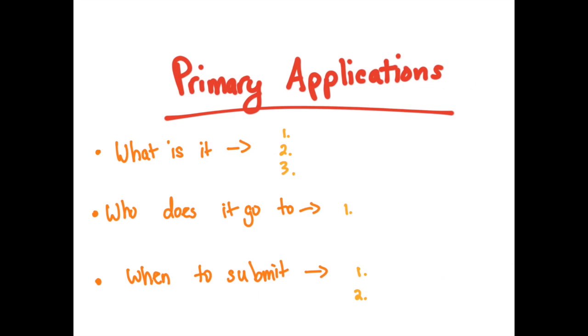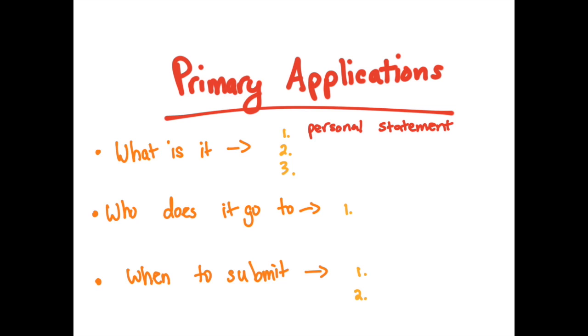So the first thing we'll be talking about is primary applications. So there's a few different parts of the primary app. So what is it? The first thing is your personal statement. So this is included in the primary app. And this is just an essay about basically why you want to go into medicine. So that's included in there.